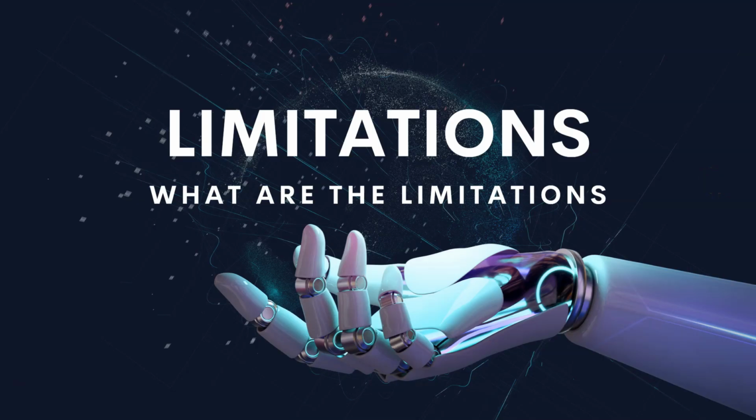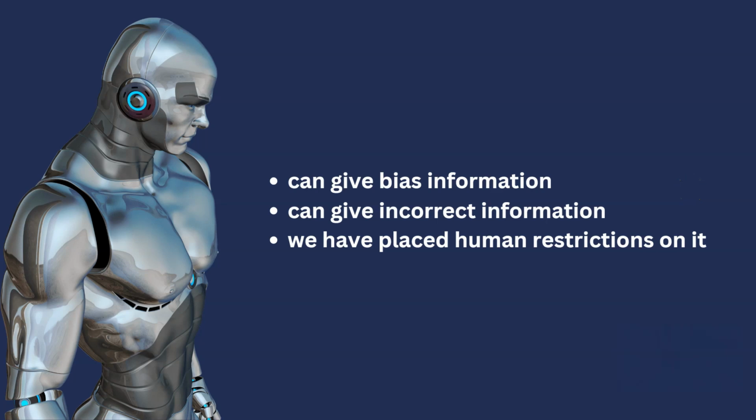But with every great tool, there always comes limitations. So what are the limitations of using a tool like ChatGPT? It can give biased information. The reason it gives biased information is because it's still reading data from the internet. And we know that we can't trust everything that we see online. So whilst ChatGPT is really clever, and just like the human brain, it can be fooled using the information that it's given. It can also show incorrect information.